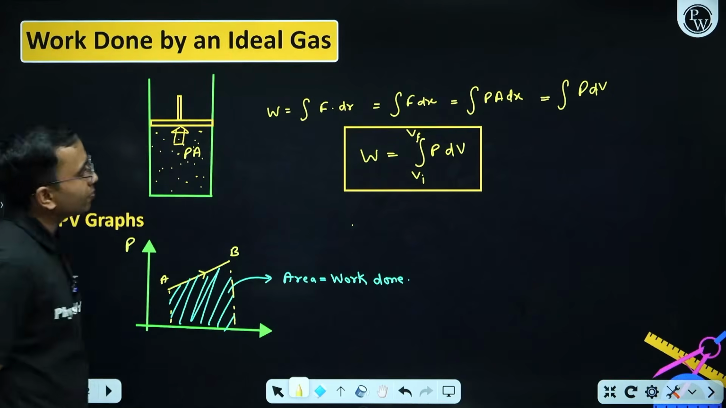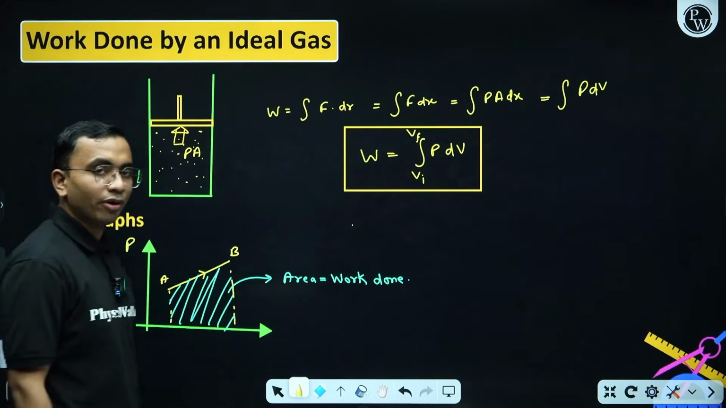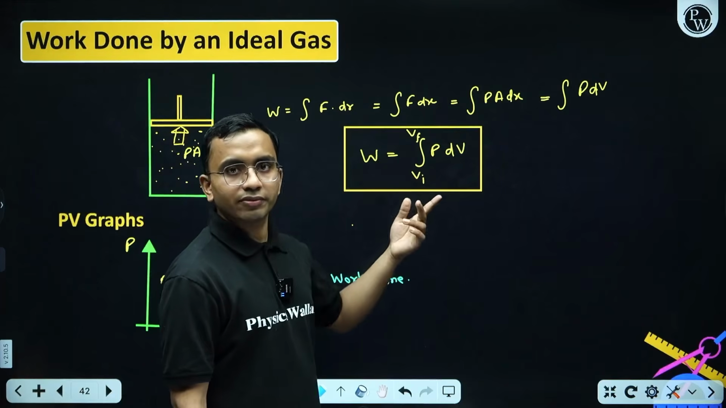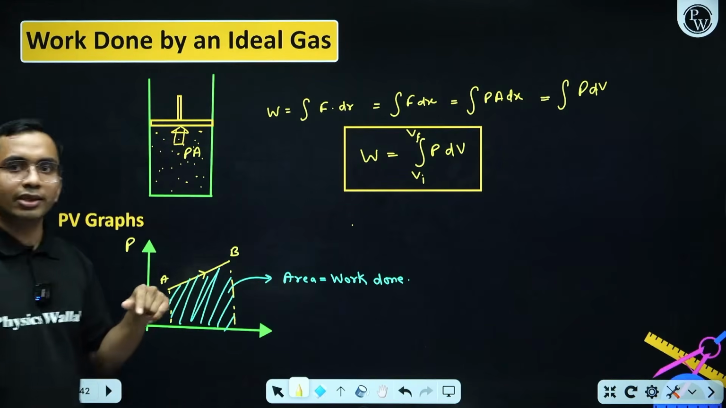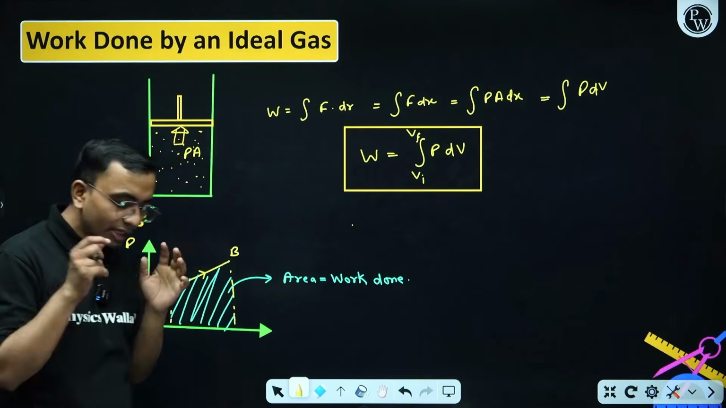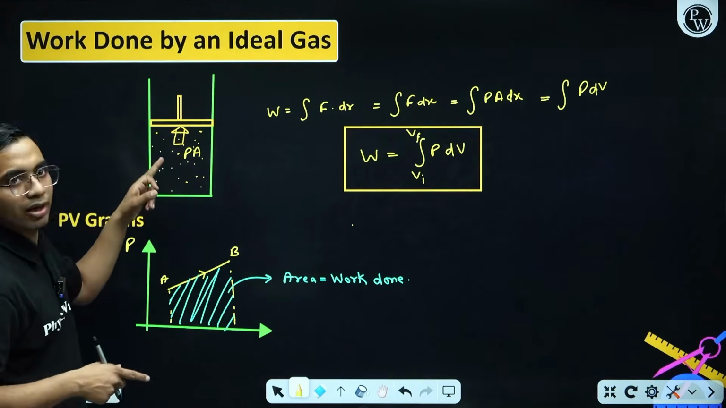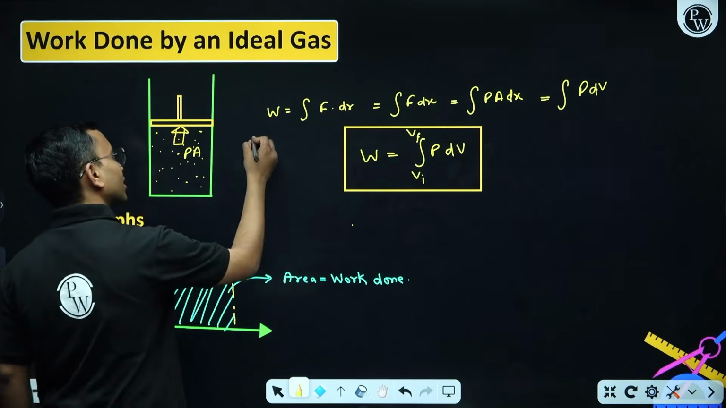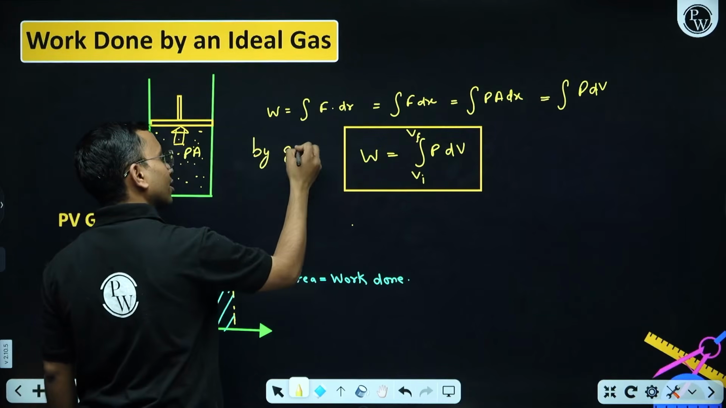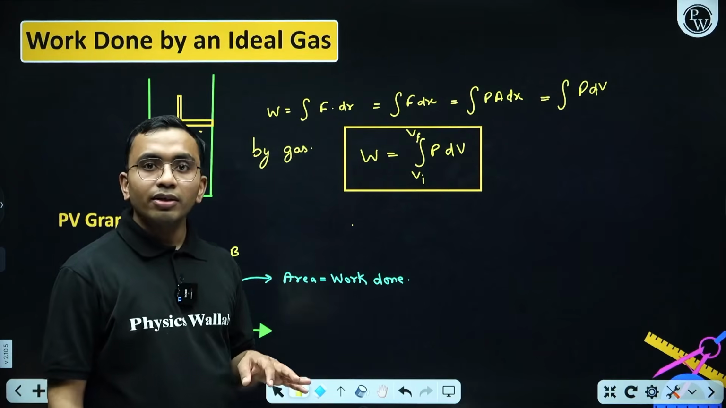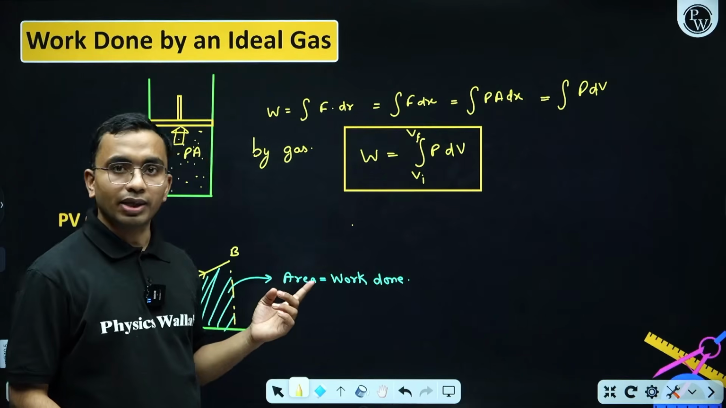Now if the volume is increasing, the work done will be positive. If the volume is decreasing, the work done will be negative. Now work done, when we say done by whom, I am saying work done by the gas. Now what is work done by the surrounding? That will be negative of the work done by the gas.